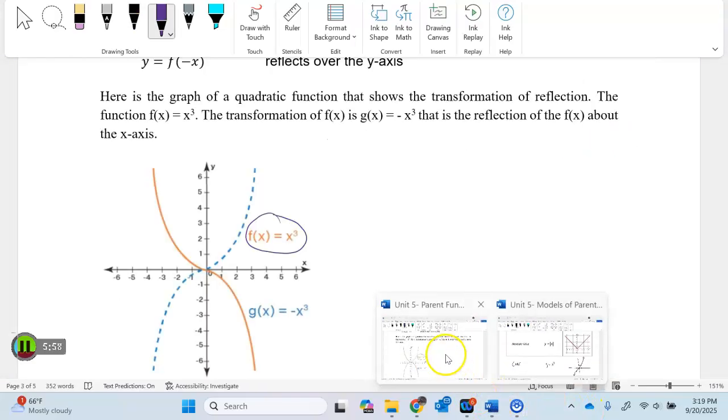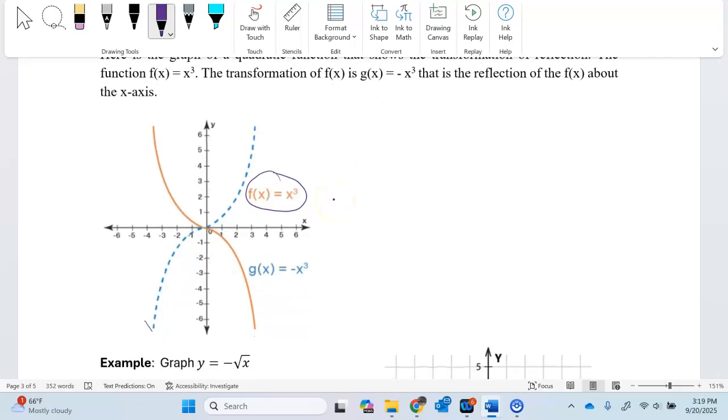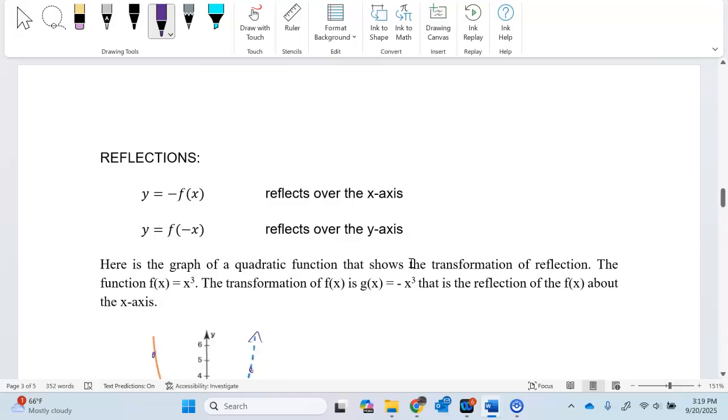And if I go back to my lesson, here's a little bit better graph. The dotted line is the cube function. And then what happens when you just put a negative in front of it like this? Well, it takes all these positive values and makes them negative, sends them down here. And vice versa, if there is a bunch of negative values on the graph, the y values, and you just multiply them all by a negative, it sends them all up here. They become positive. So it's a reflection around the x-axis. That is, if I put a negative in front of my function. All right?